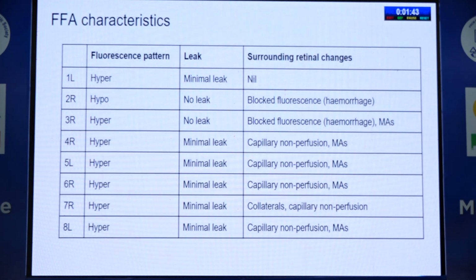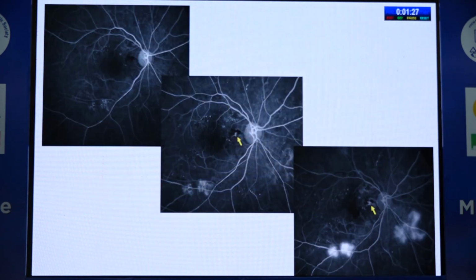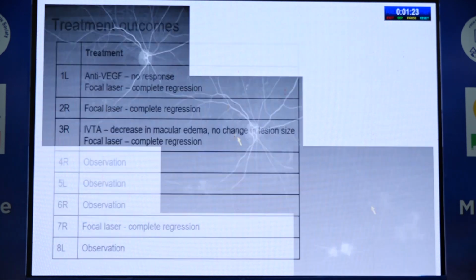Coming on to the angiographic characteristics, in almost 75% of the patients, the lesions were hyperfluorescent with minimal leak. Hyperfluorescent lesion with no leak was found in 1 patient. Similarly, a hypofluorescent lesion, as you can see in the second picture, was found in 1 patient. So this is a patient with a hyperfluorescent lesion but no leak was observed.